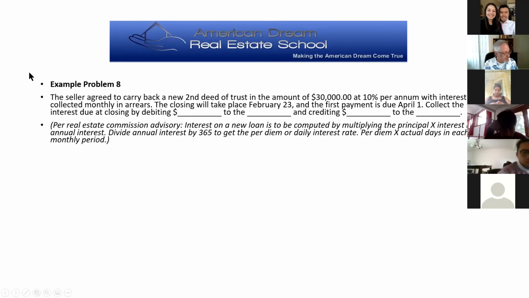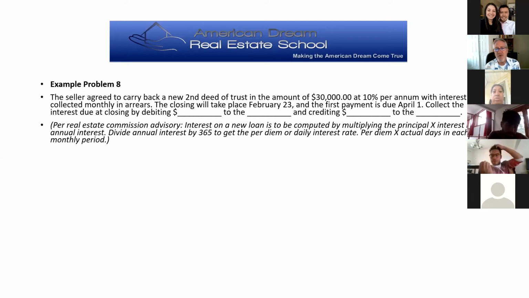Okay, this next question is a typical transaction when you have a purchase money mortgage. Okay, this is the calculation. Like most of our transactions, people going out and getting a loan to buy a property. This is the calculation for this question. So I'm going to teach you this now.